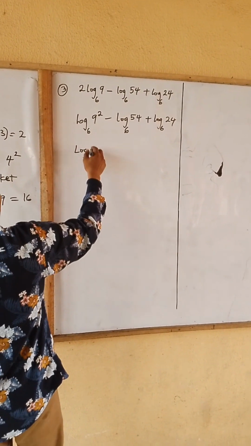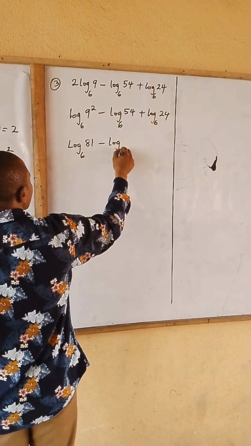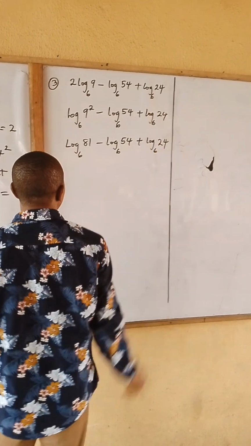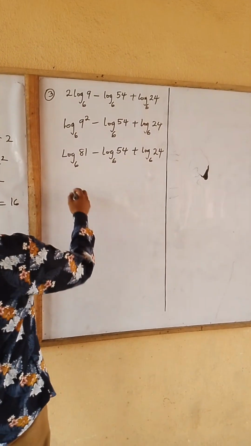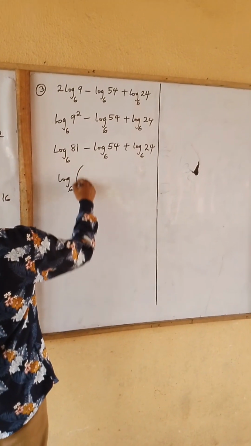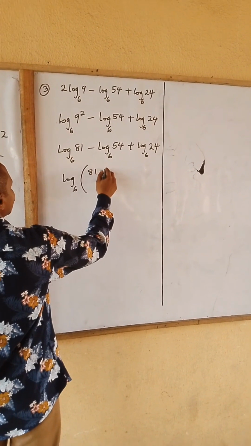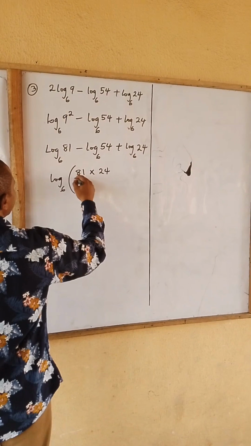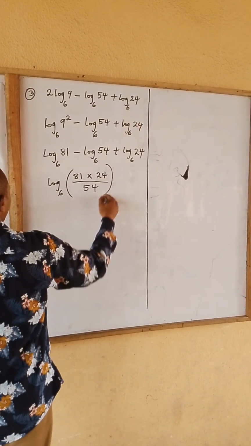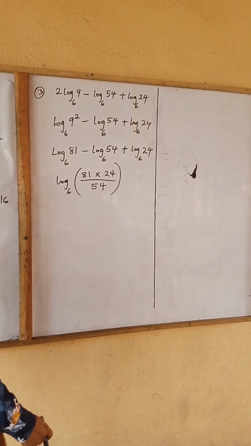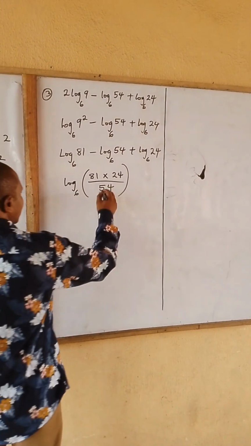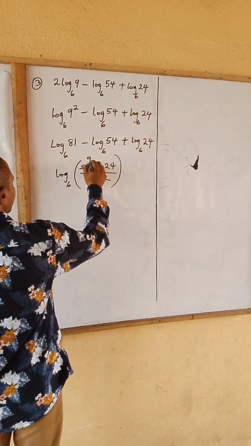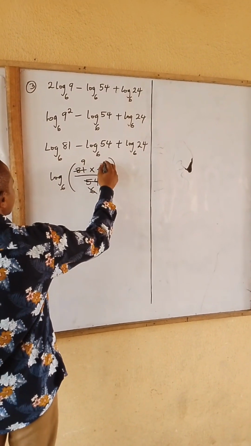So we are going to have log base 6 of 81 minus log base 6 of 54 plus log base 6 of 24. So according to the law of logarithm, we are going to have log base 6 in bracket of 81 times 24, because this is an addition sign and this one is a division sign, divided by 54. And what we need to do here is to reduce it to its lowest terms. 9 here will give us 6 and 9 here will give us 9. 6 here 1, 6 here 4.